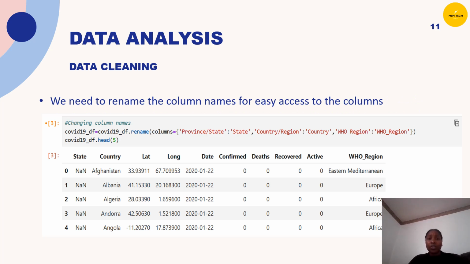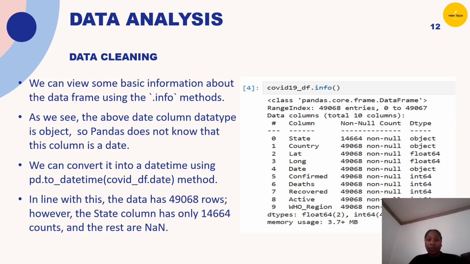So we need to rename the column names for easy access to the columns. For example, we have Province/State, so we have to change this to state, and then we have Country/Region, we have to set that to country, and then WHO Region, of course with WHO region but with a hyphen inside. So we just changed the column names. You can easily see this by using this code in Python, so we can easily change the name of the column, and so it will be easy for us to access the column names.